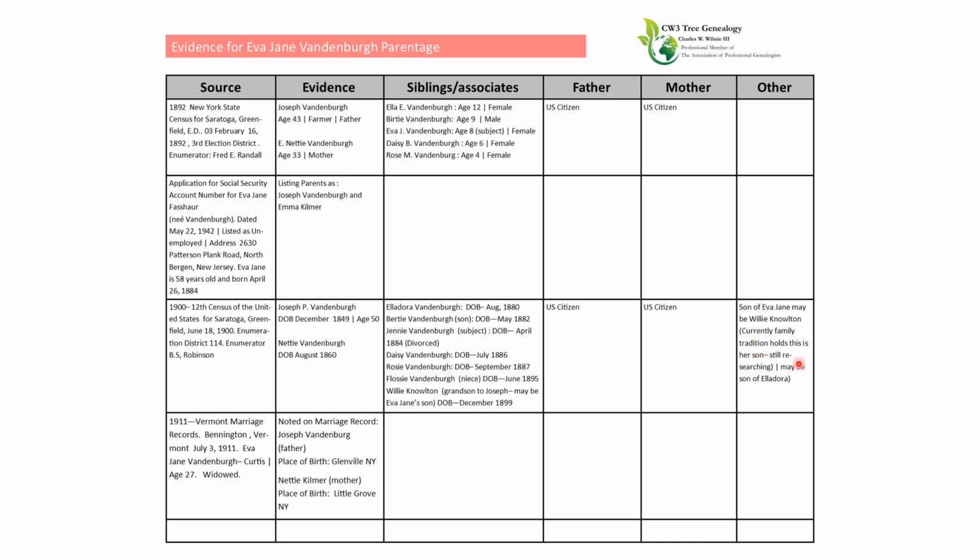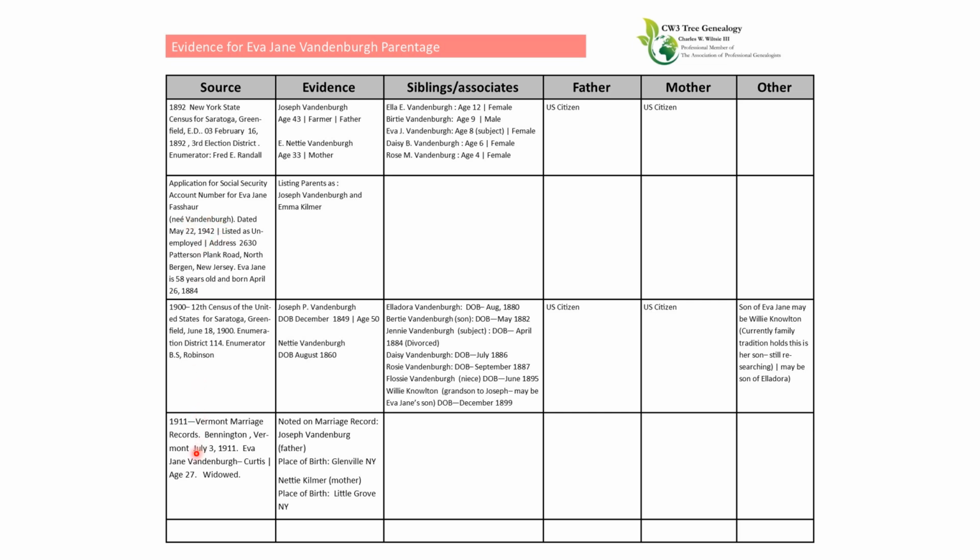Currently, family tradition holds this to be her son, still researching. Maybe son of Eldora. So we don't know. All we know is that during this census, there was a Willie Knowlton and grandson of Joseph, and that family tradition indicates that this was Eva's son, but we don't know that for sure. If it was Eva's son, it means that she must have been married before her last name was Vossauer.